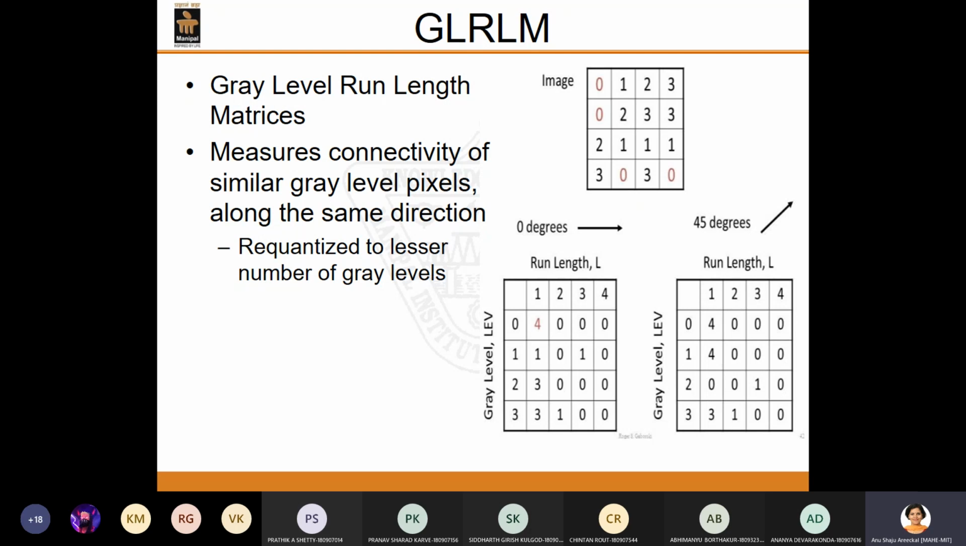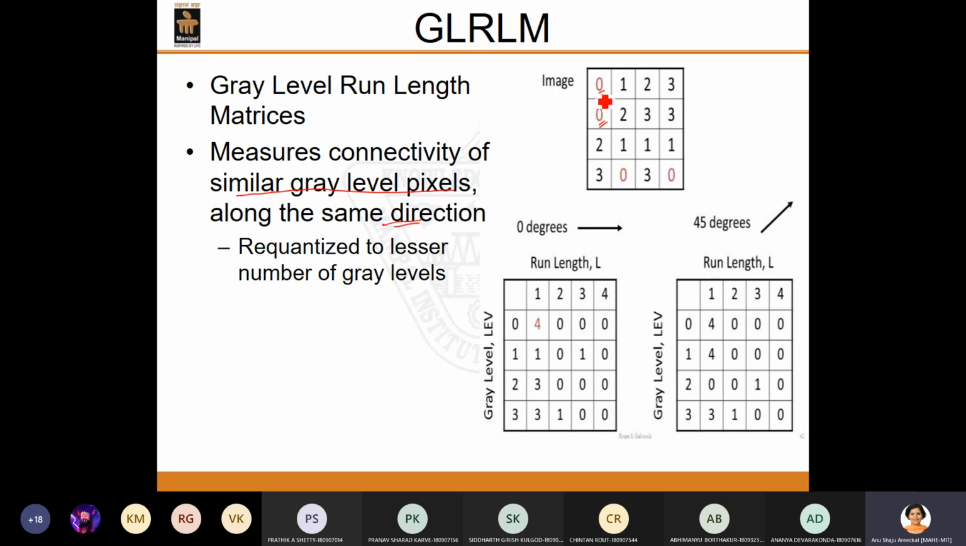Now, when it comes to GLRLM, what it looks at is similar gray level pixel values. That is, given an image, it will look at how many pixels have the same intensity values and are adjacent to each other. So it looks at how many adjacent pixels of similar intensities are present and at what length it is present. Okay, and that too along a given direction.